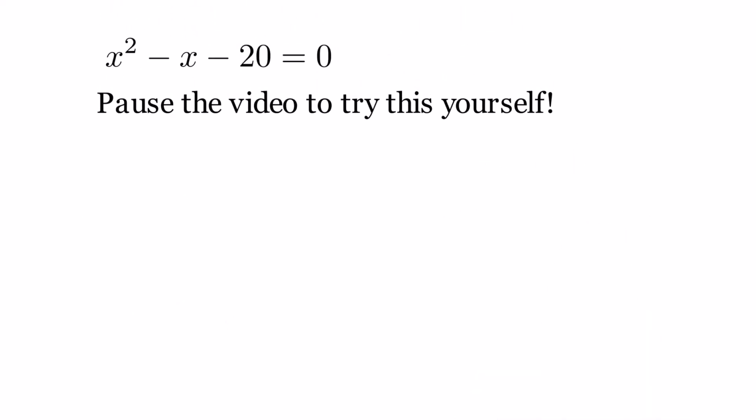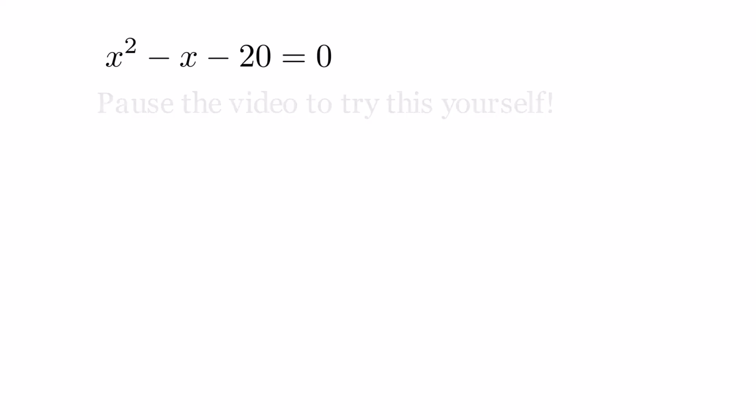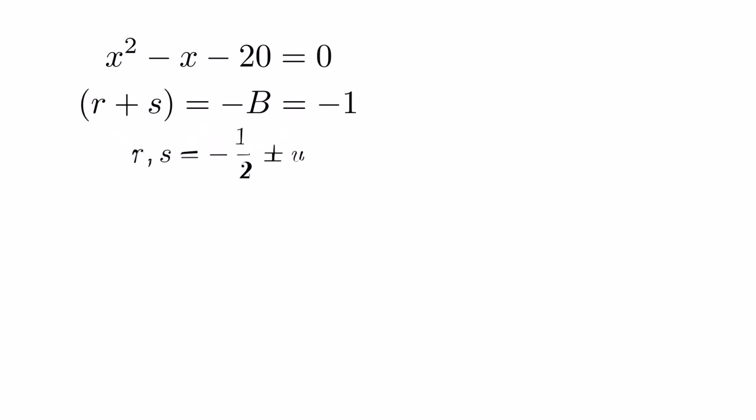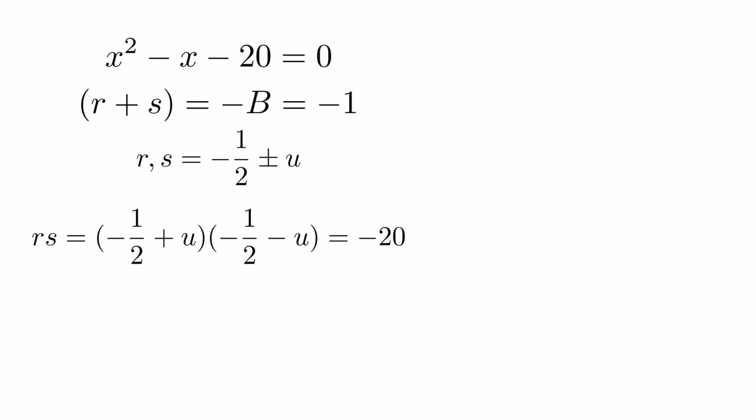Now let's try an example. Solve the quadratic equation x squared minus x minus 20 equals 0. Pause the video here to try it out for yourself. So if you recall, r and s are our two solutions, and r plus s equals negative B, which in this case is negative 1. Earlier we concluded that r and s are an equal distance, u, away from negative B over 2, so that means r and s would each be negative 1/2 plus or minus a certain u. If you'll also recall, r times s equals C, or negative 20, but we can substitute our values from the previous equation into here, hence that would be negative 1/2 plus u times negative 1/2 minus u.